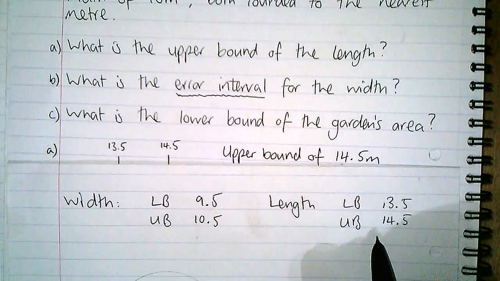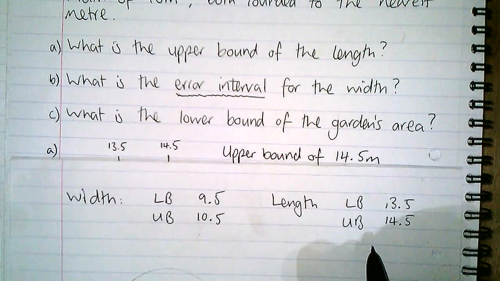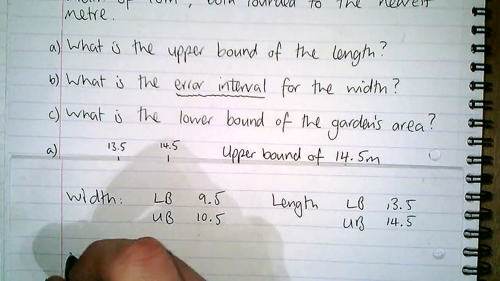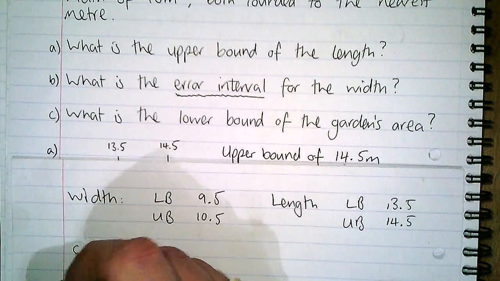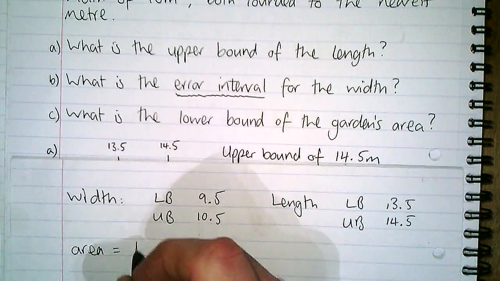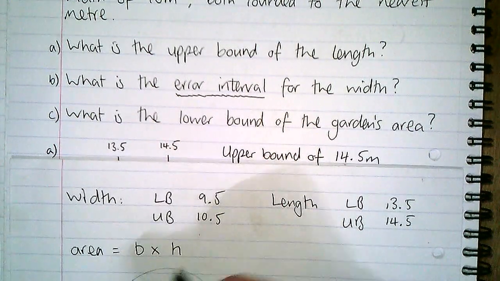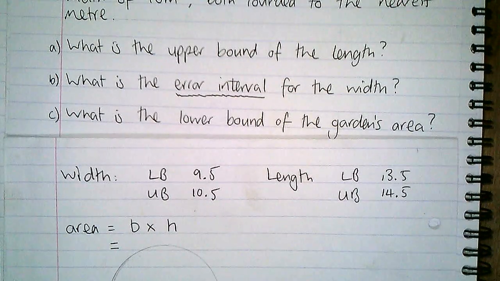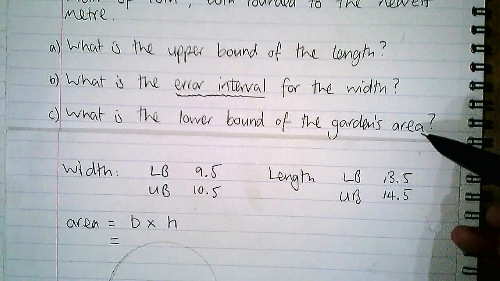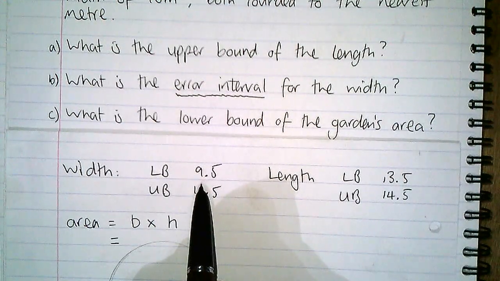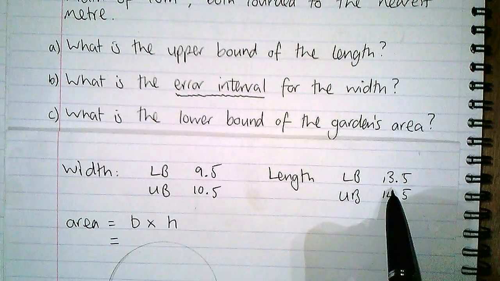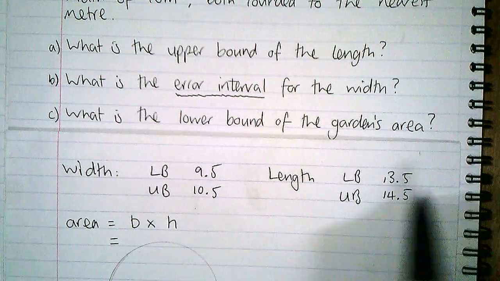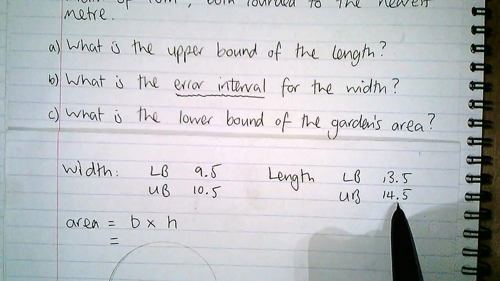Now it wants the lower bound for the garden's area. So if it wants the lower bound for the garden's area, then you think, well, how do I find the area? Area of a rectangle, area is base multiplied by the height. Well, if I want the smallest value of the garden's area, I want to use the smallest value for the width multiplied by the smallest value for the length. Smallest multiplied by smallest will give me the smallest answer. If I did largest multiplied by largest, it will give me the largest answer.